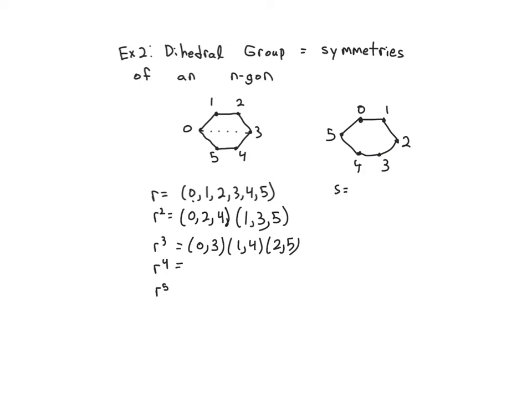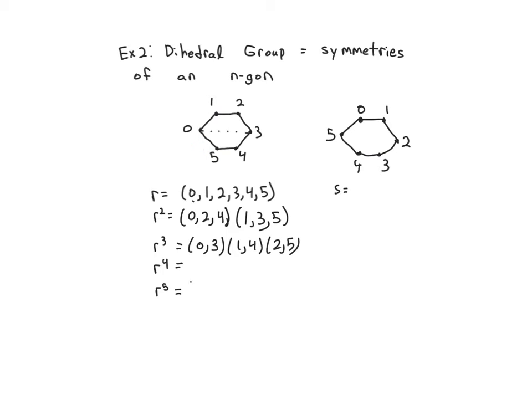I often found when I was a student, the best way I could do this skip counting was to actually write it as a polygon and do it that way. That allowed me to keep track of how to go back to the beginning. R to the 4th and r to the 5th. Well, we already know r to the 5th is actually just counterclockwise rotation in the end.